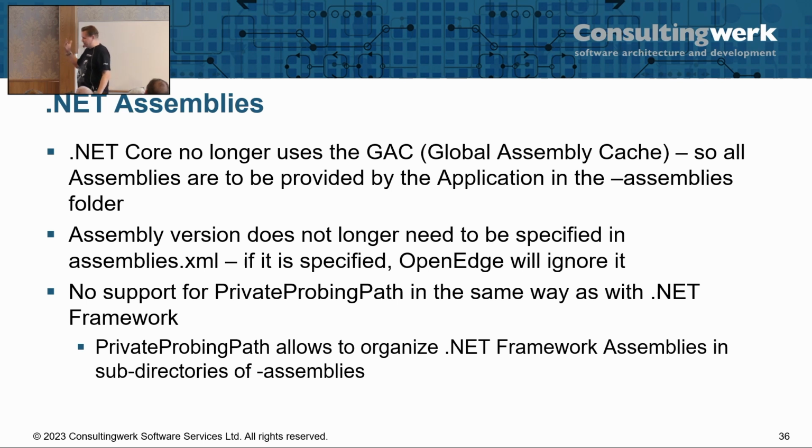Assembly management is significantly different in .NET Core than it was in the .NET Framework. First thing, there's no global assembly cache anymore. In .NET Framework, the global assembly cache was a folder with some subfolders where the Windows operating system centrally managed assemblies. And then the same version of an assembly, a DLL file, could be used by multiple applications and could also be used in memory by multiple applications.